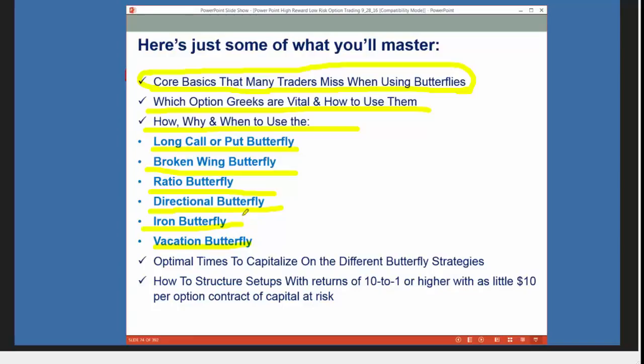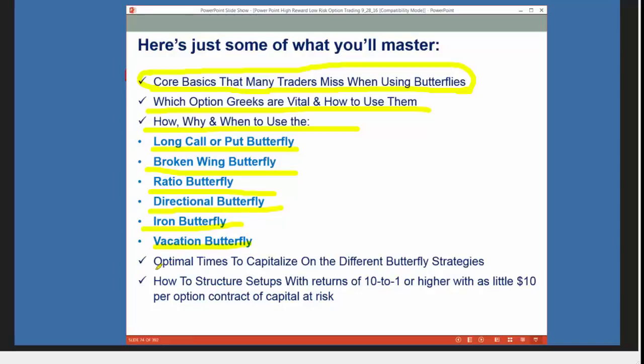Any trading platform allows you to trade the butterfly, if you've got TradeStation, Thinkorswim, any of them. But also in the course, you'll learn that the butterfly is basically just a combination of two vertical spreads. Once you get that concept down, it makes it a lot easier. You can leg into them as well.